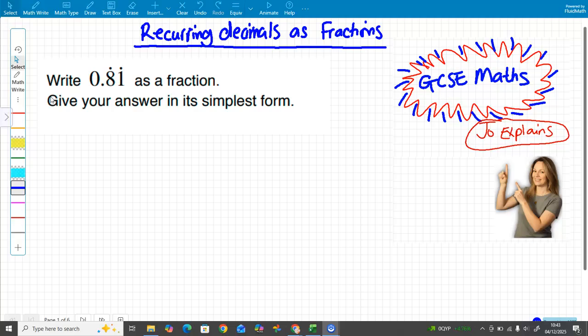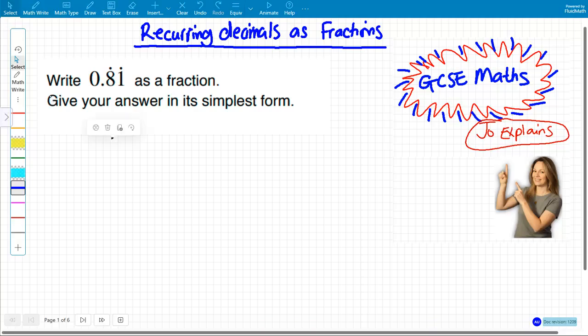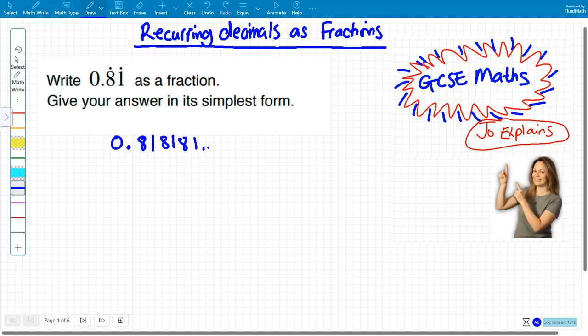So let's first of all figure out what this recurring decimal looks like. Well, the two dots here tell me that these two numbers recur. So we're going to write it out in full first of all. So 0.818181. I say in full, but I'm just going to stop there, and I just know that that carries on forever.